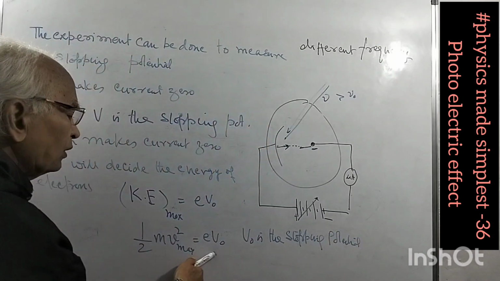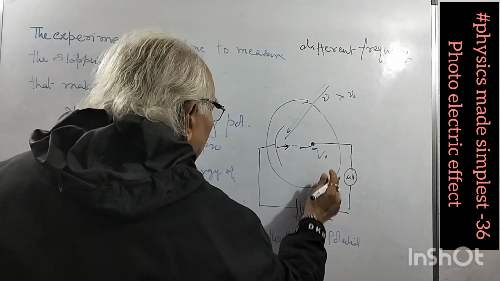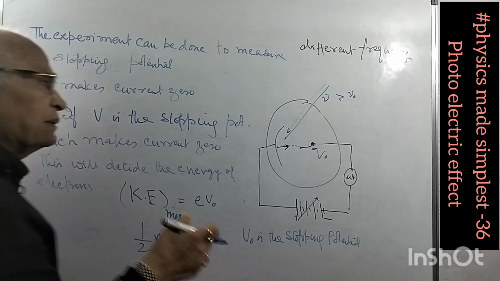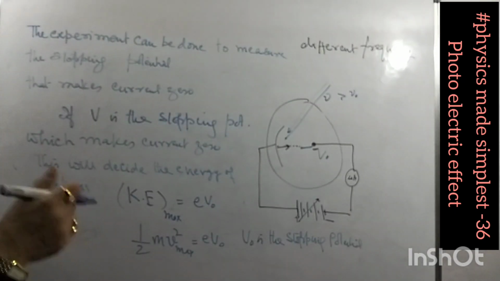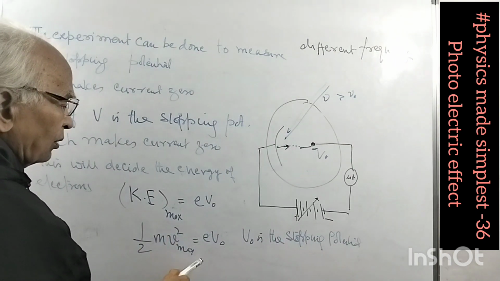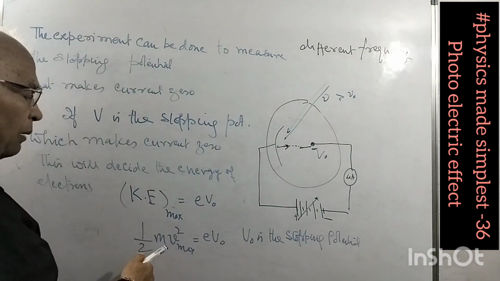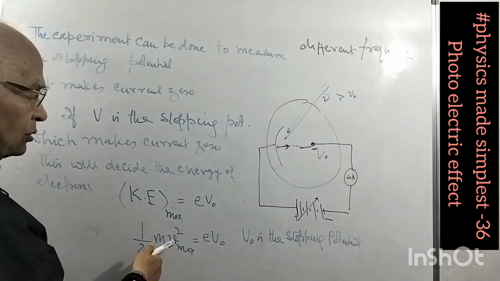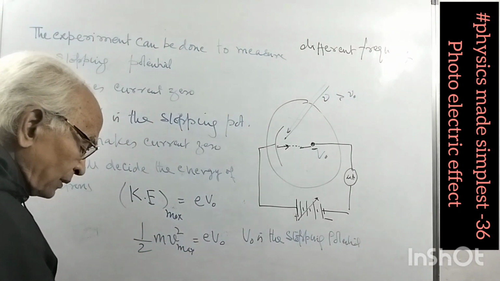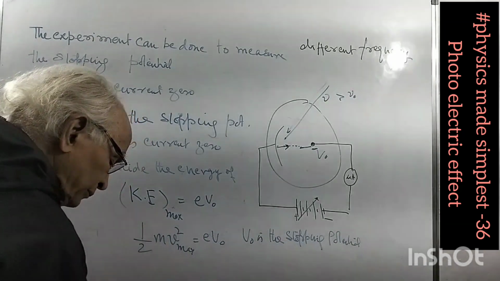So this value of V naught, which makes the current zero, let us say V naught applied here, stops the maximum energy electron. That will give you the maximum energy of electron from the V naught. e is the electron charge. So 1 by 2 m v max square is equal to eV naught. This gives the kinetic energy of electron. This is one relation you can get.